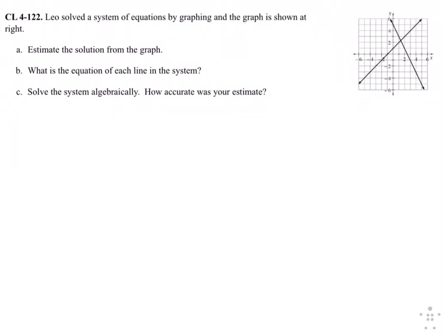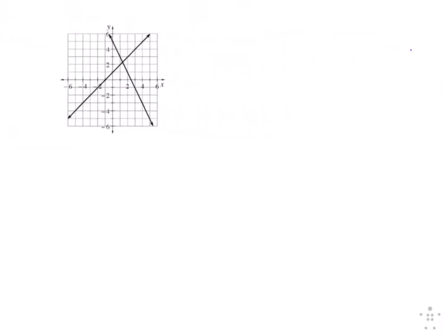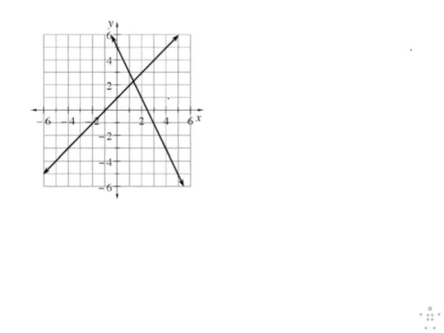Okay, so 122, they say Leo solved the system by graphing, and it's shown at the right. So first it says estimate, then it says what's the equation of each line, and then it says solve. So now that we know what we're supposed to do, let's zoom in on this graph, right? That's all we need, right?